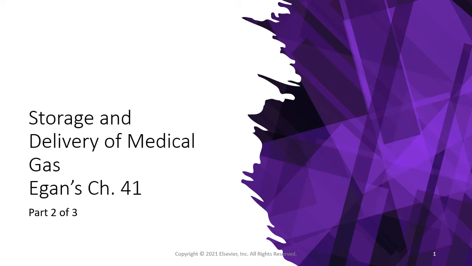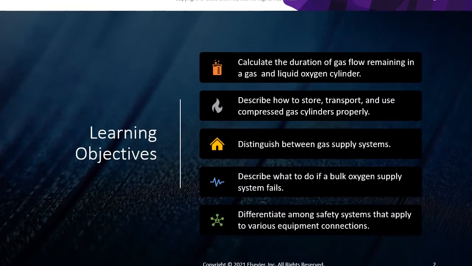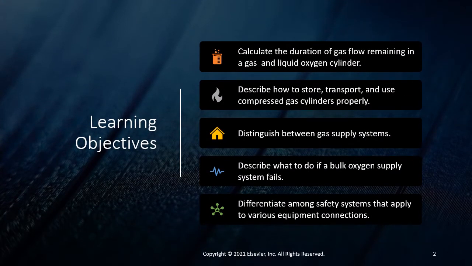Welcome to part 2 of a 3-part series on storage and delivery of medical gas, based on Egan's Chapter 41 for RES 180. We'll go over how to calculate the duration of gas flow remaining in a gas and a liquid oxygen cylinder.